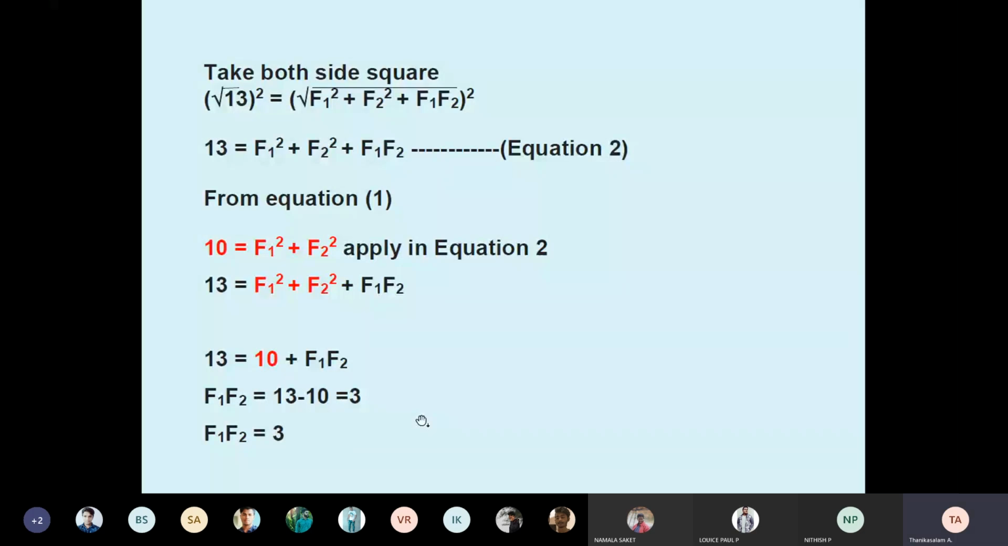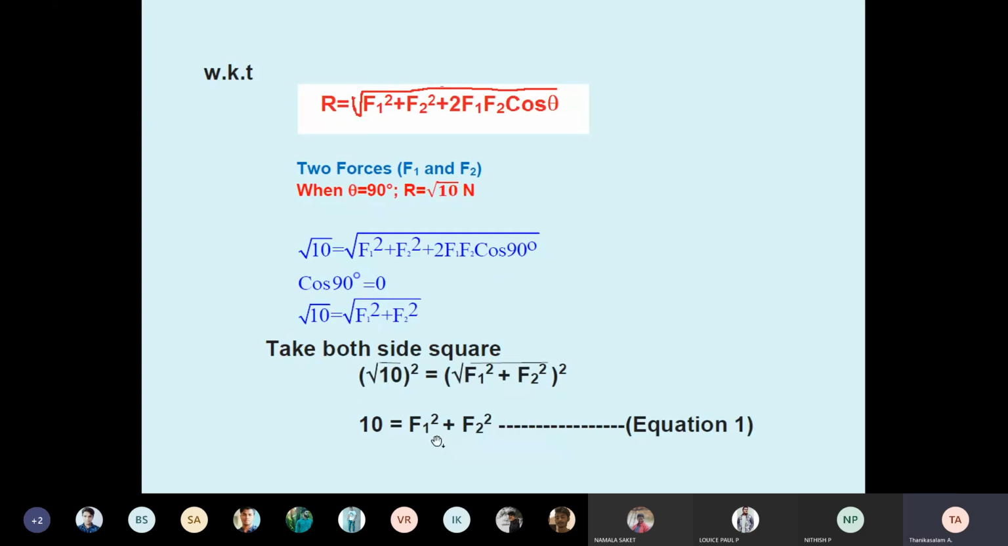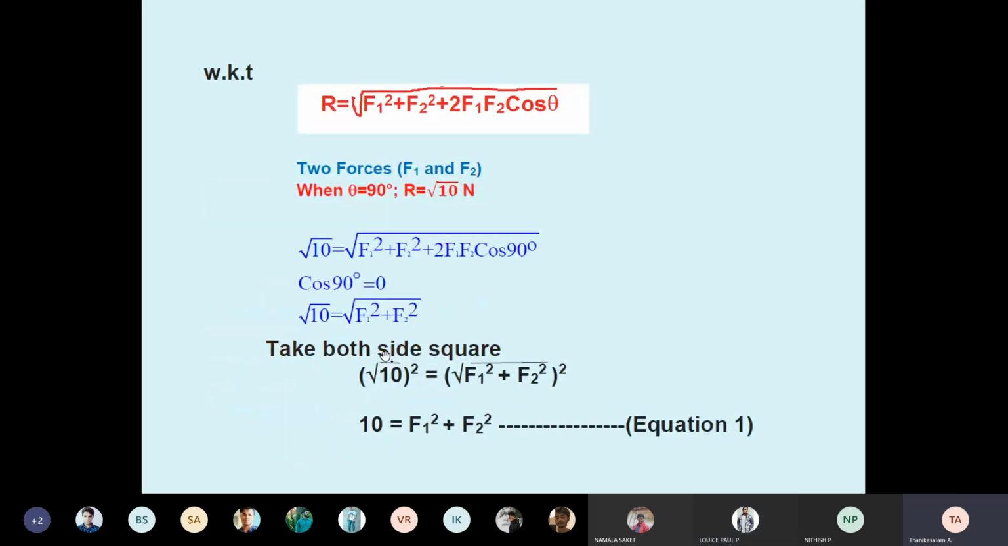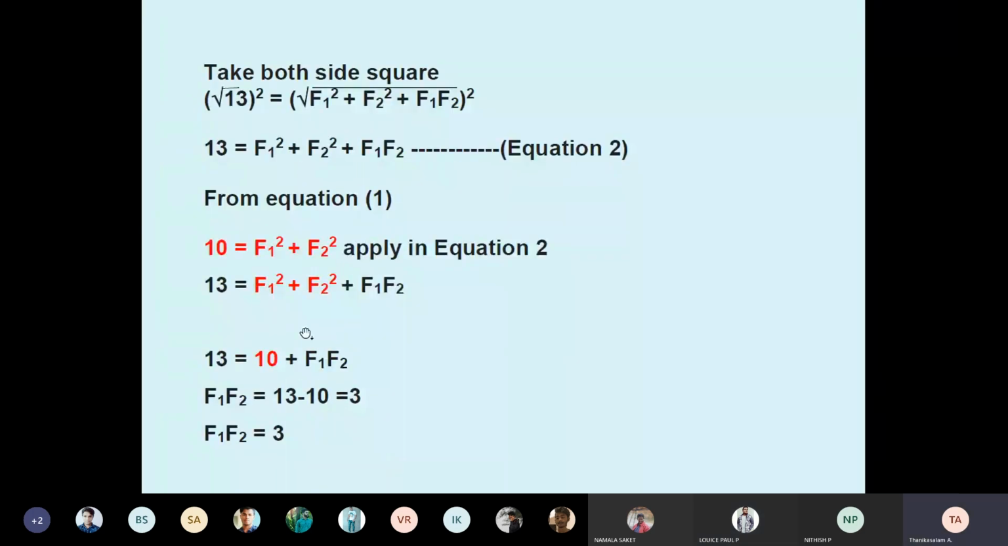So we have two equations, and I am applying equation 1 in equation 2. What is equation 1? 10 equal to F1 square plus F2 square. What is equation 2? 13 equal to F1 square plus F2 square plus F1 F2. We replace F1 square plus F2 square with 10. Up to here, understood? Nitish, do you understand up to this one? Yes, sir. Okay. So we have F1 square plus F2 square equal to 10, then 13 equal to F1 square plus F2 square plus F1 F2. Applying equation 1 in equation 2, finally we got F1 F2 equal to 3.